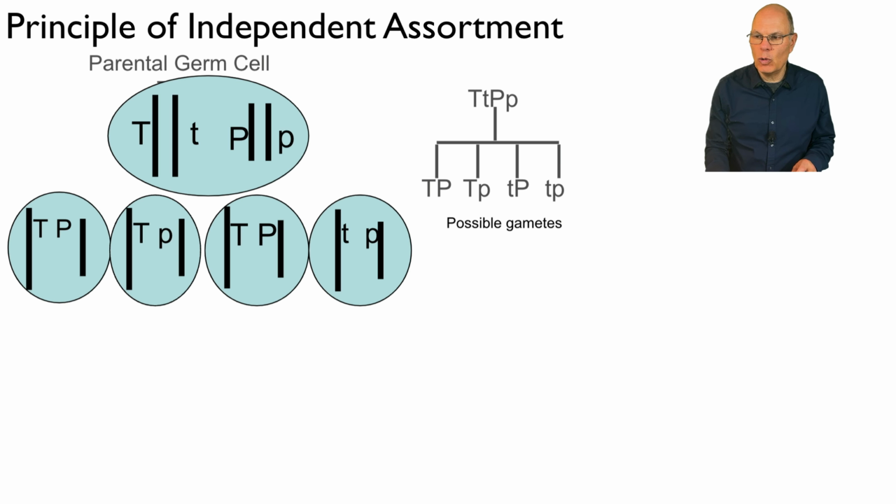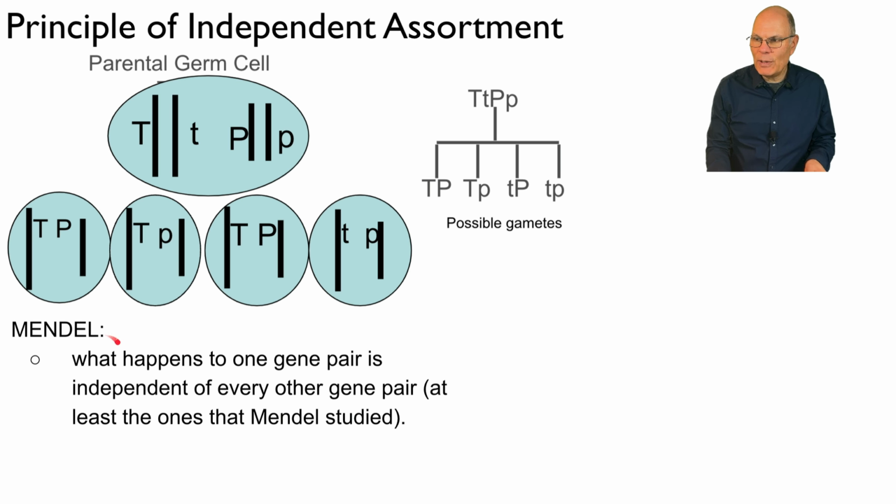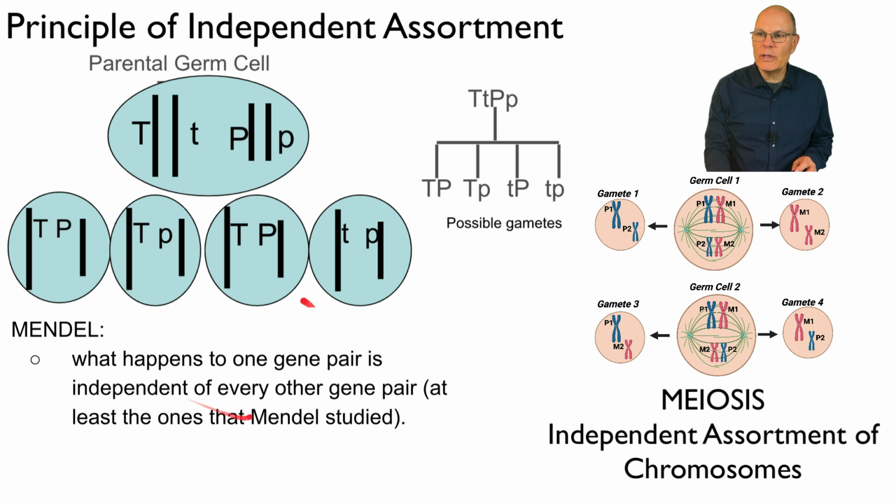Independent assortment, according to Mendel, is what happens to one gene pair is independent of every other gene pair, at least in the ones that Mendel studied. In meiosis, chromosomes assort independently during metaphase 1 of meiosis.